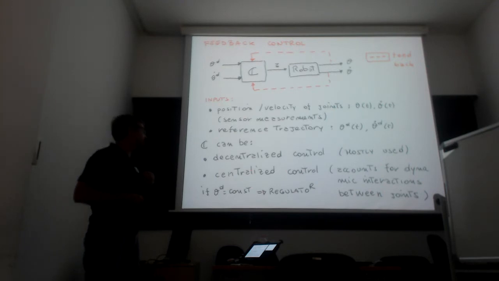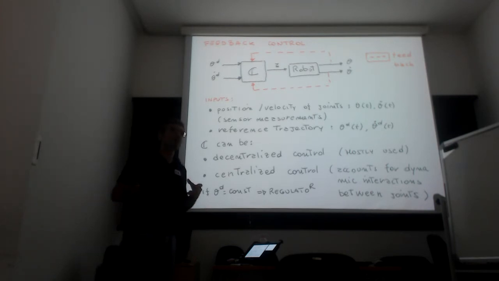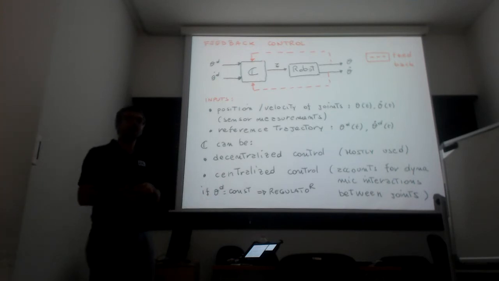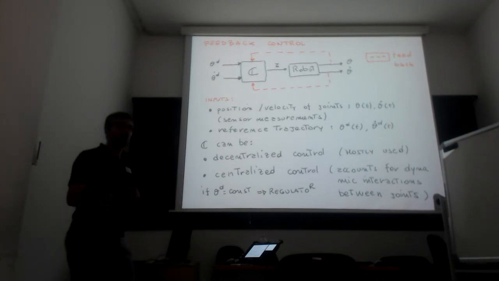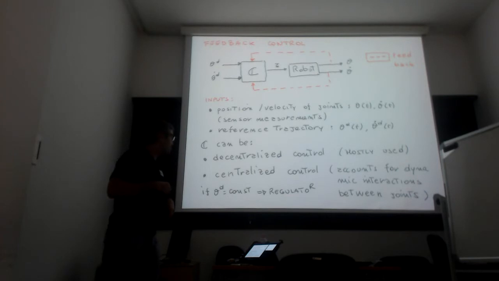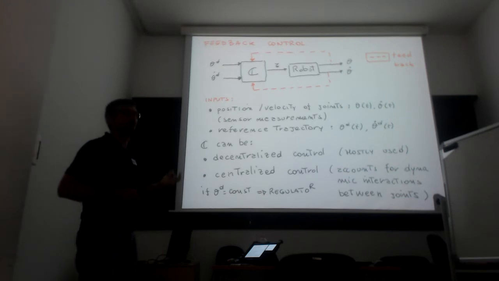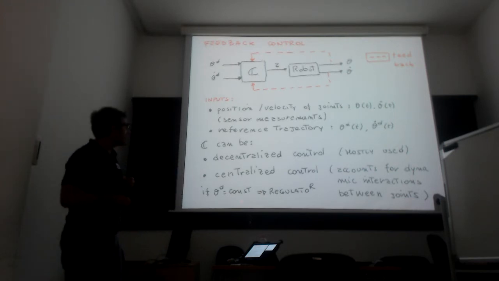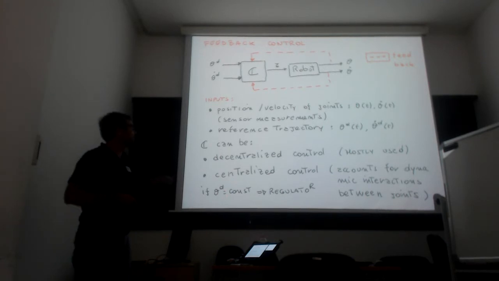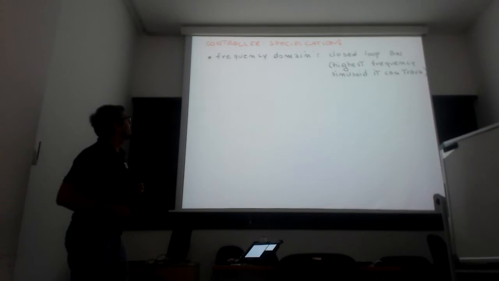The centralized control is the most advanced one because it takes into account the interactions between the joints. Because if one joint moves, it will affect, for example, the others on the kinematic chain. Actually, in both directions. So either the distal one moves and it affects the joint that is closer to the root, or also the other way around. In the case of centralized control, we are able to deal with this interaction, so we are able to achieve better tracking accuracy. And whenever the desired trajectory is constant, we talk about a regulator, not control. Just a side detail.